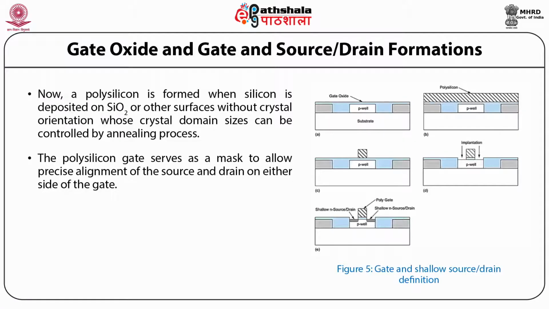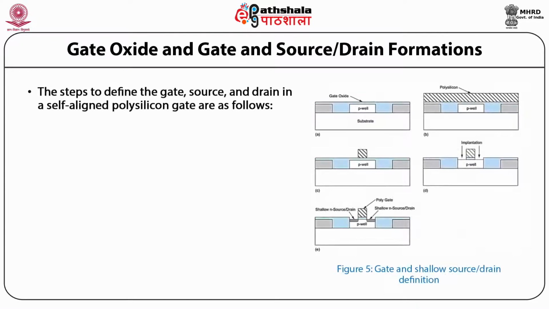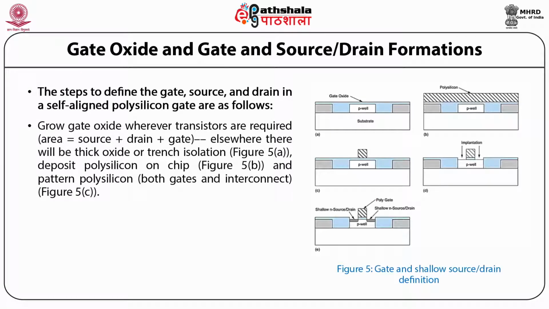Here the aluminium could not be used because it would melt during the formation of source and drain. So the steps to define the gate, source and drain in a self-aligned polysilicon gate are as follows. That is to grow gate oxide wherever transistors are required, that is source plus drain plus gate. Elsewhere there will be thick oxide or trench isolation as shown in figure A.